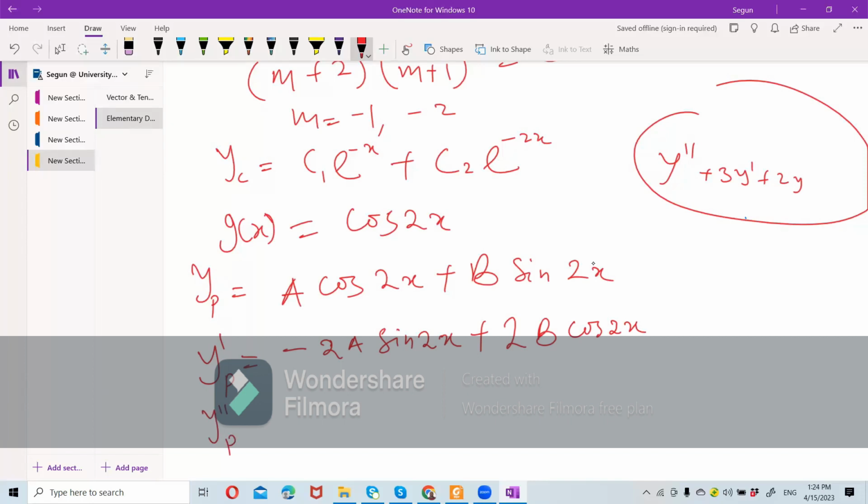For ypp, you are now to differentiate it a second time. When you differentiate sine again, what do you have? Cos. It's still cos, so remember, 2 will come out. It will be minus 4a cos 2x. Now, when you differentiate cos here, you have minus 4b sine 2x. Now, you have to substitute this into the equation.